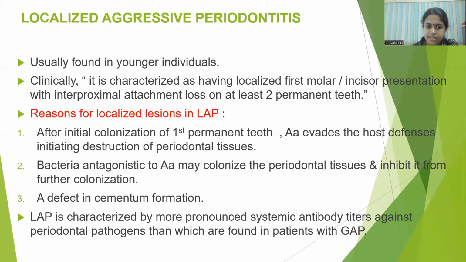So coming to localized in detail. As we have said, less than or equal to 2 teeth, that is molars and incisors. And why is it localized? What are the reasons for that? We all know incisors and molars are the first teeth to erupt in the oral cavity. So there is initial colonization of this particular microorganism in these permanent teeth, after which the body's host response acts against the microorganism, preventing its further colonization on other sites. That is one reason. Secondly, the bacteria which are antagonistic to AA can colonize the periodontal tissue and inhibit the further spread of disease, and a defect in the cementum formation.